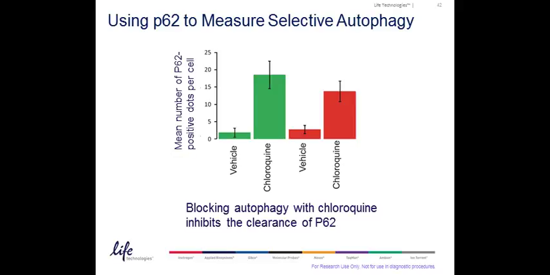And here's some quantification of cells expressing either a GFP-P62 or an RFP-P62 using chloroquine to block autophagic flux. We see a significant increase in the number of P62 positive puncta per cell.